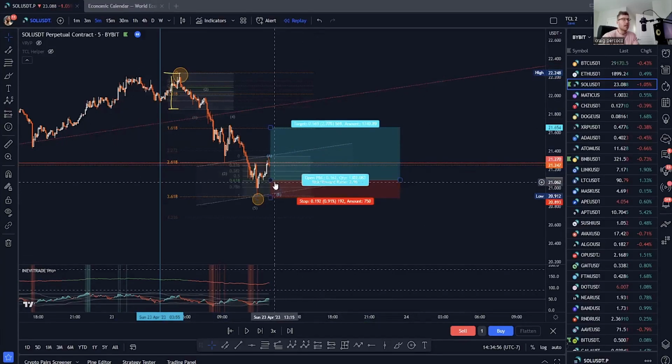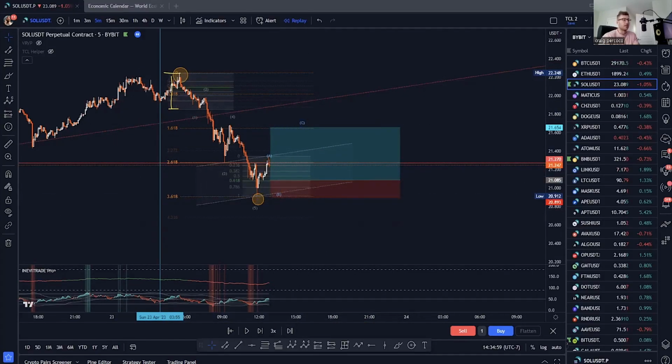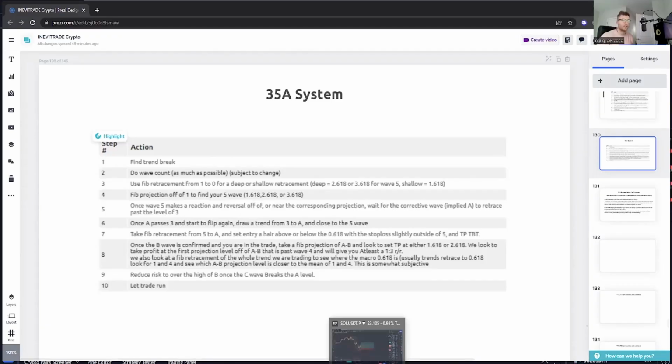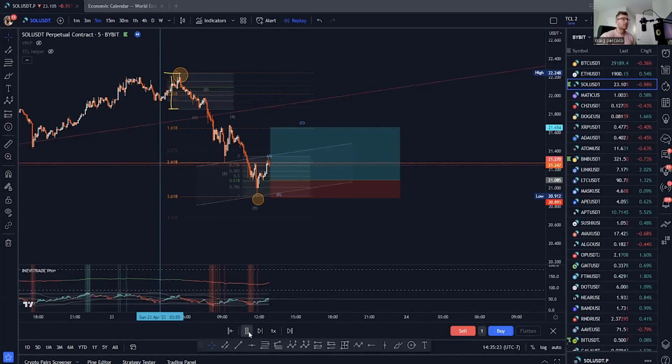The most important part is the entry and the stop when you're first getting into the trade. So now, once the B wave is confirmed and you are in the trade, take a fib projection off of A to B and look to set the take profit at either 161.8 or 261.8 of the A and B wave. Okay, we're going to get a little bit more into the details of how we're setting our profit target later once actually things start moving forward. So let's let this play forward.